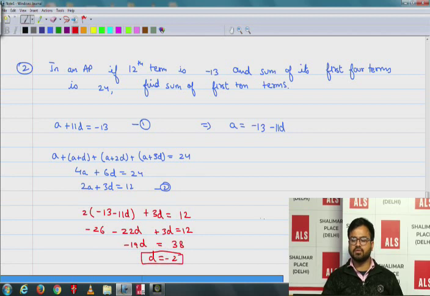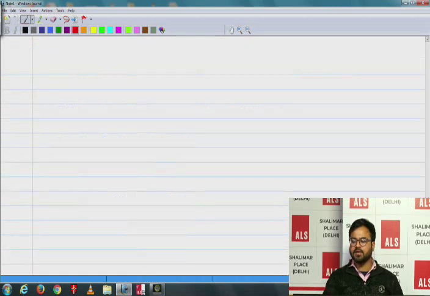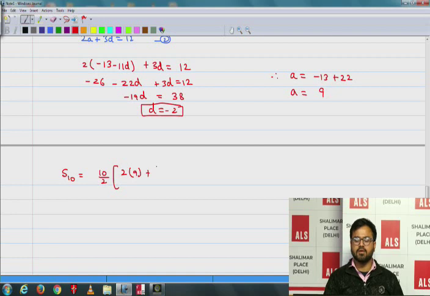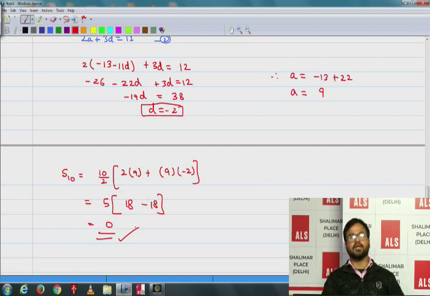D is equal to minus 2, therefore a would be equal to minus 13 plus 22. So a would be equal to 9. Now the sum of the first 10 terms. So sum of the first 10 terms is n by 2, which is 10 by 2, 2 times a plus n minus 1 into d. So 5 into 18 minus 18, that would be 0. So that is correct, perfect answer. So in this way we can calculate the sum of the first 10 terms of the AP.